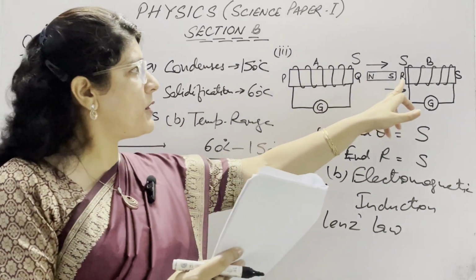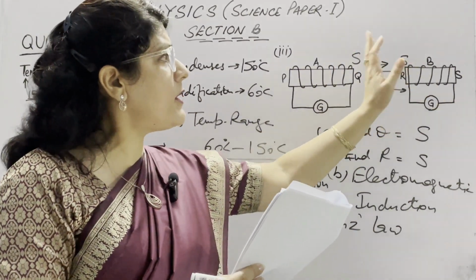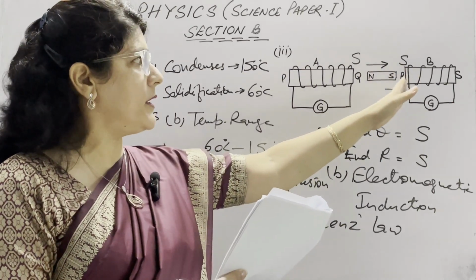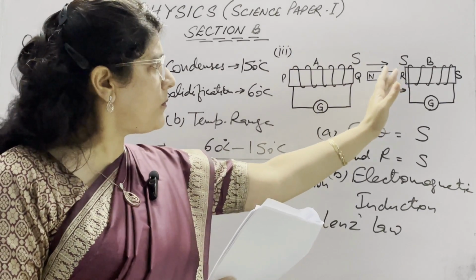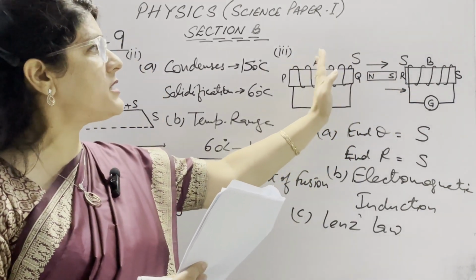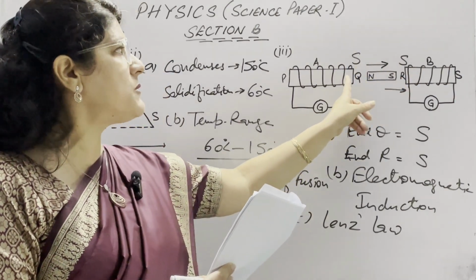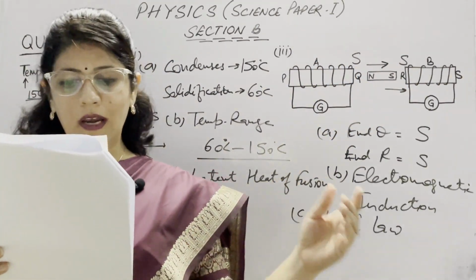Here current is produced because the magnet is coming towards it. So this coil will not want the magnet to come toward it. So this end will become south pole. Here it is moving away, the north pole is moving away, and this coil will not want this magnet to move away. So this end will behave again as a south pole. So this is our Lenz's law.